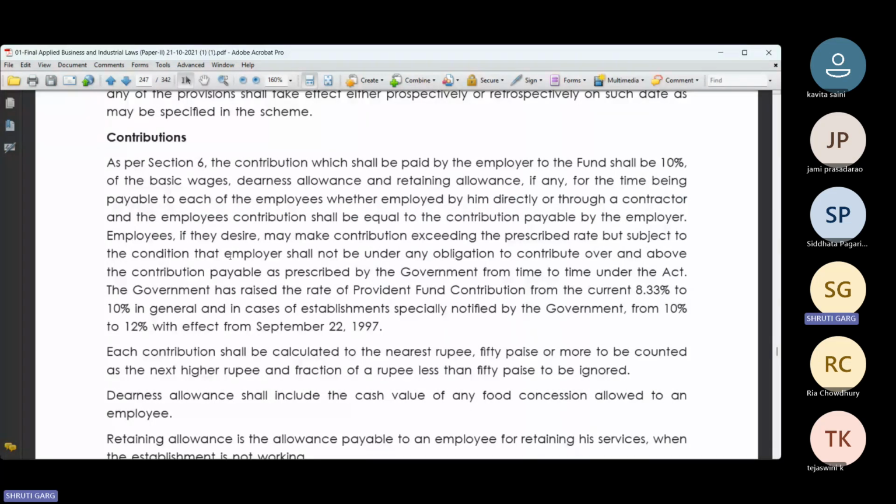But if employees want to make a contribution exceeding the prescribed rate, they may contribute, but the condition is that the employer shall not be under any obligation to contribute over and above the contribution payable as prescribed by the central government from time to time under this act. It is not necessary that if I am making an excess contribution, you should make an excess contribution. No, the employer will not be under any obligation to contribute the excess. Clear?